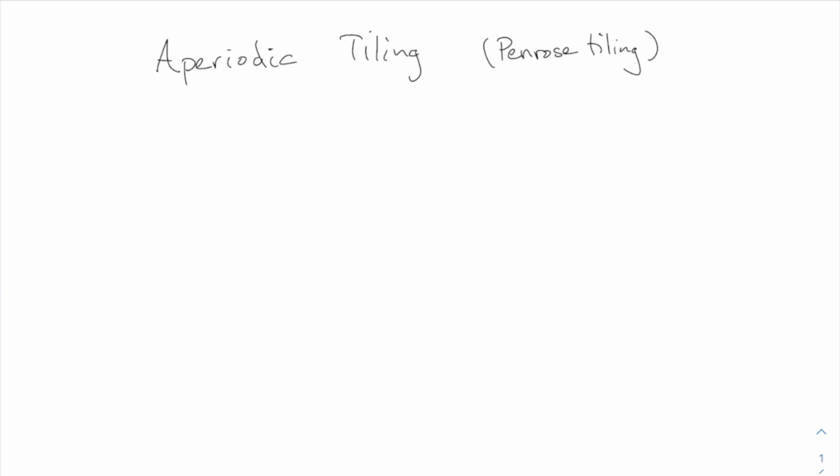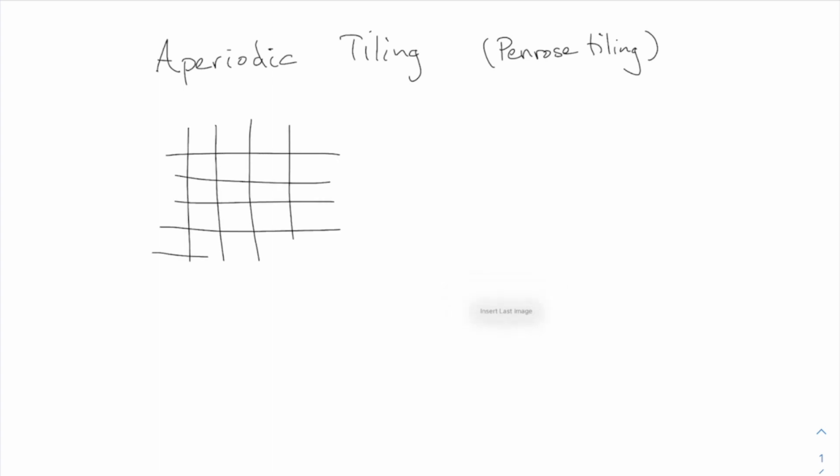That means you just sort of lay down shapes on the flat plane in a way that covers the whole plane. One of the simplest ways to do that would be just using squares. You can certainly tile the entire plane using squares, but this is periodic. It's not aperiodic. So periodic meaning this is a repeating pattern.